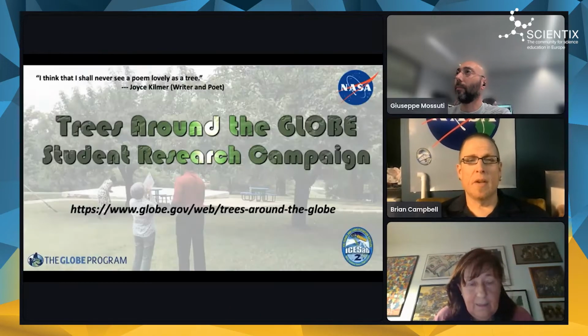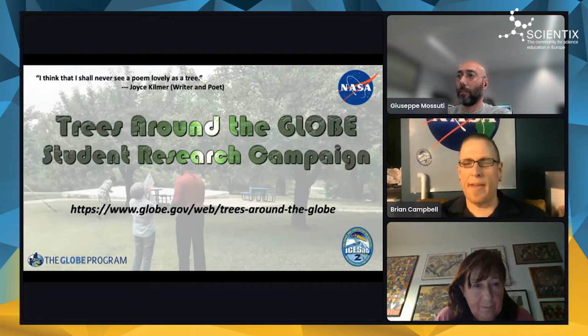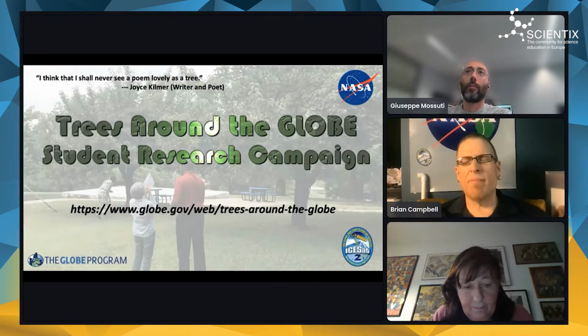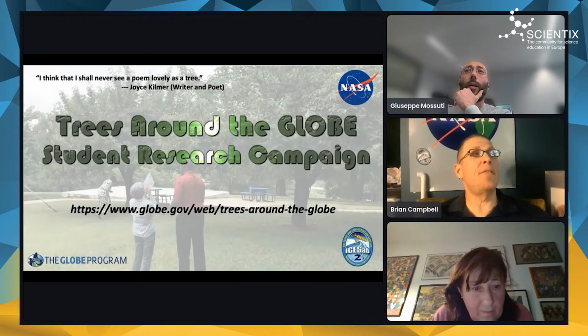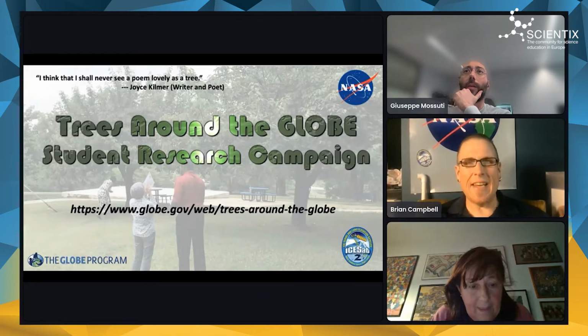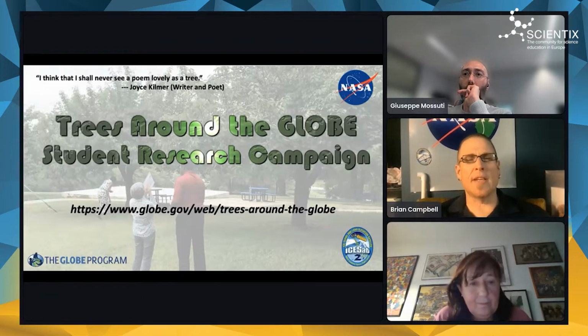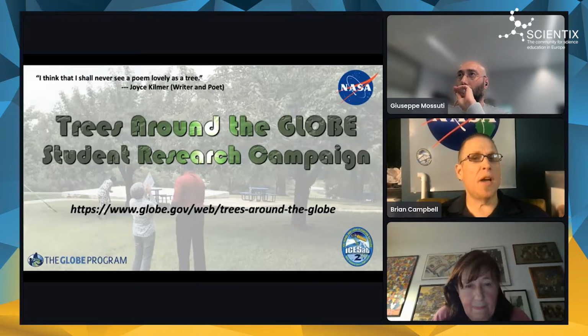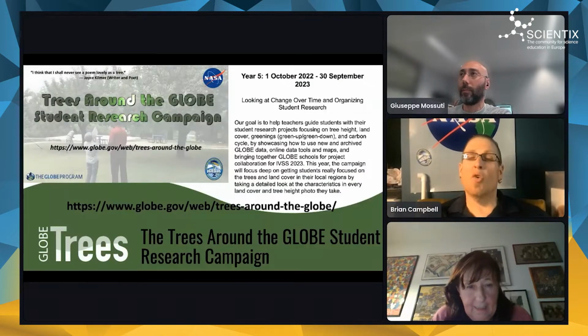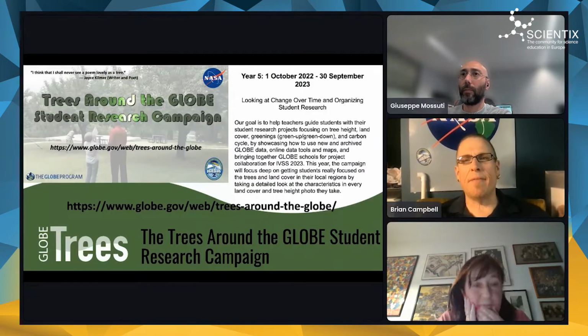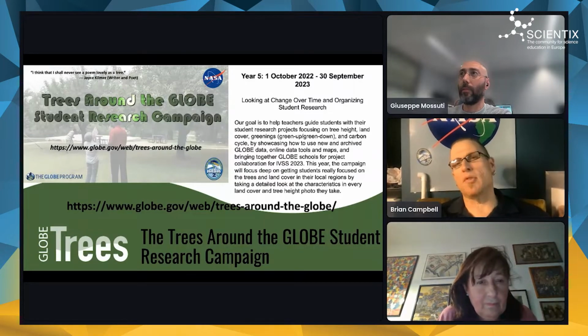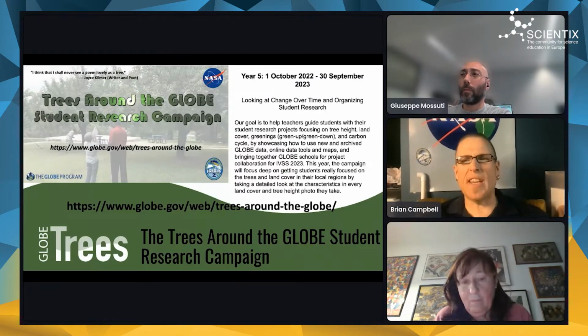So the Trees Around the Globe Student Research Campaign is a campaign that we started on the 15th of September in 2018. And that aligned to the launch of the NASA Ice Cloud and Land Elevation Satellite 2, or ICESat-2 satellite, which can measure the heights of trees from space, okay? Right now, we're in year 5. This year 5 runs until 30 September 2023, and we are looking at change over time and organizing student research.